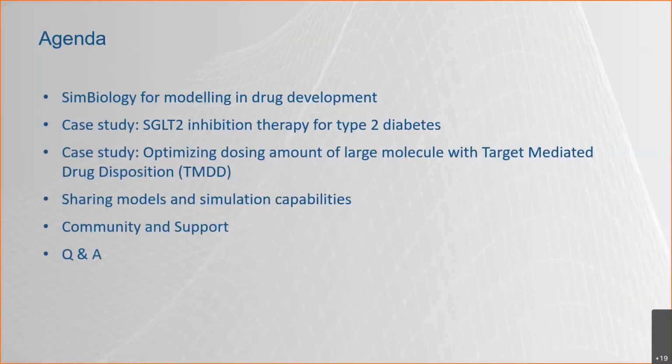So what I'd like to show you is what Symbology can do to help you for your modeling efforts in the drug development process. And I'm going to illustrate this with two case studies, one about type 2 diabetes, and it's going to be a quantitative systems pharmacology case study. And the other one is going to be a case study about optimizing the dosing amount of a large molecule here with TMDD, the target-mediated drug disposition model. And that is probably a bit more PK/PD type of application.